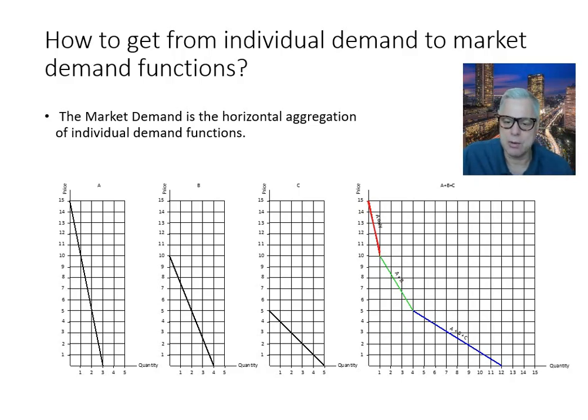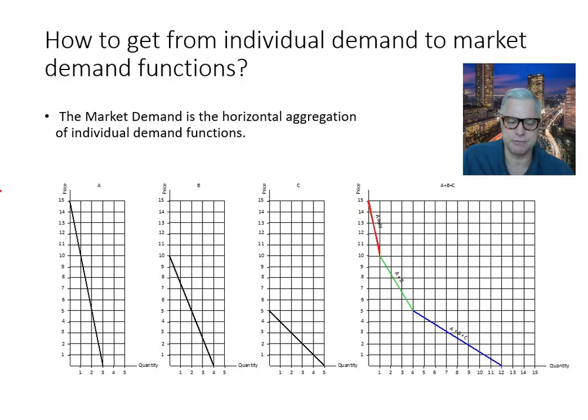Okay, so now at the price range between 10 and 5, we have now A and B demanding, but not C. C only starts wanting to have the good if the price is 5 or lower. So now what we do next is we take a look at the price of 5.